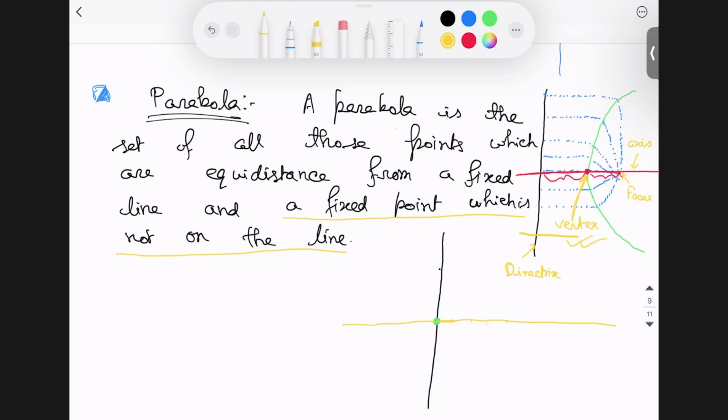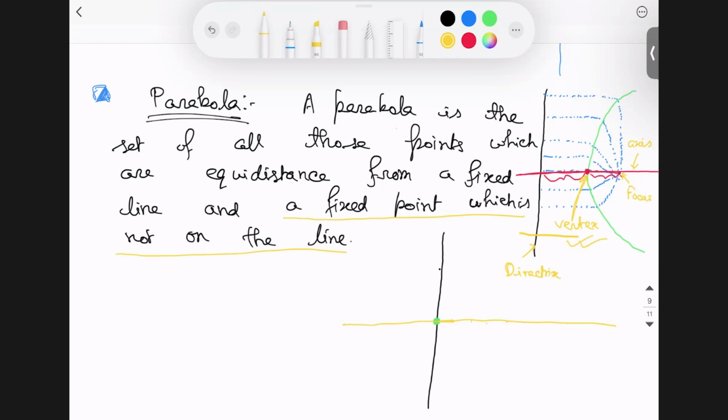Now just understand one fact: from the vertex, the distance of the focus and the distance of the directrix will be the same due to the definition of the parabola. Now, in general, it may happen that the directrix can be arbitrary and the focus is at any point on the R2 plane, and we can draw a parabola depending upon the directrix and the focus. But those are not a point of worry for us.